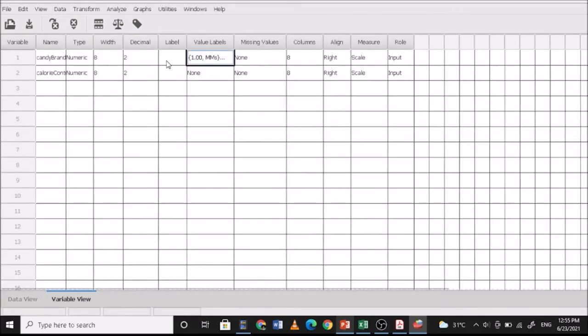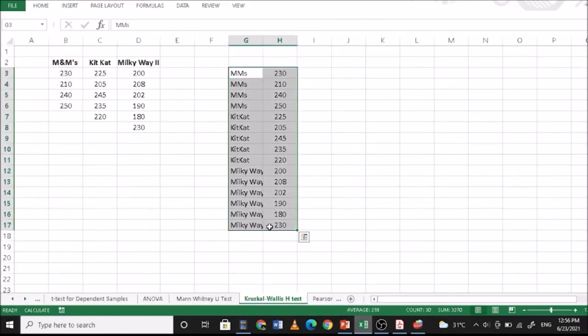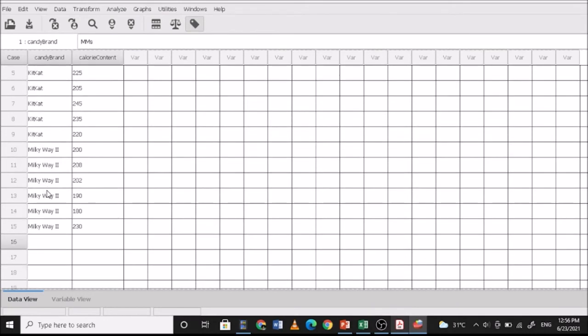So this is now okay. Decimal value is 0. The calorie content is in whole numbers, and it's still scale since it's a continuous variable. Then you simply copy this one. So again, M&M's, Kit Kat, Milky Way 2. There are only 15 respondents.